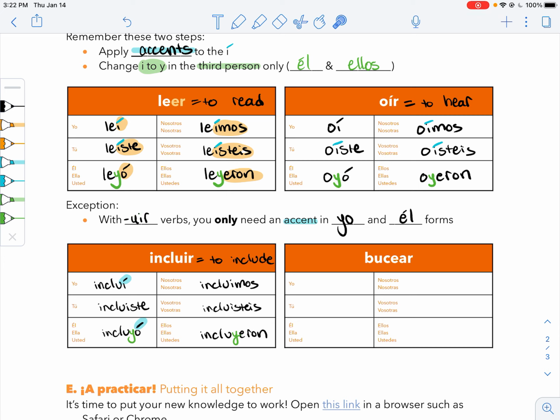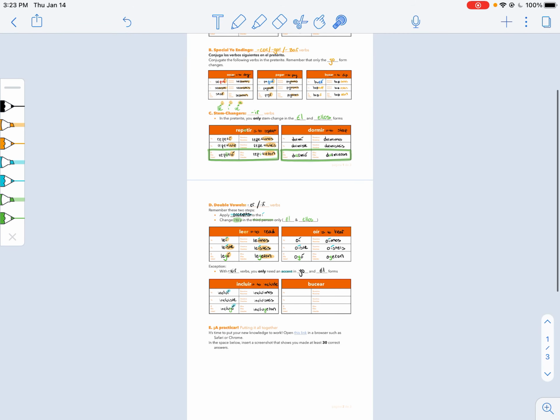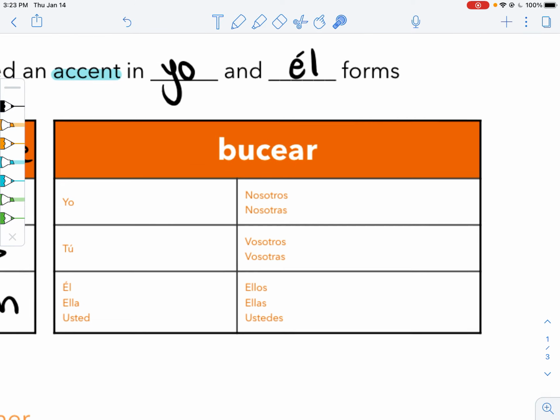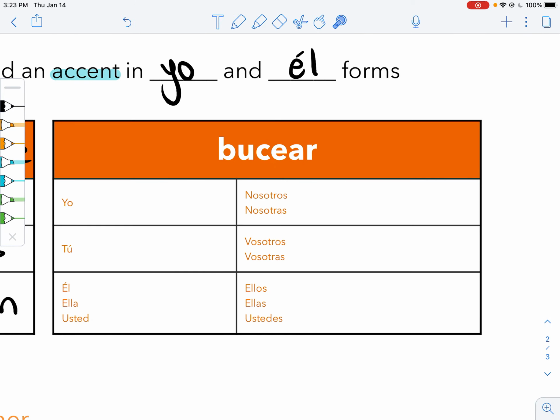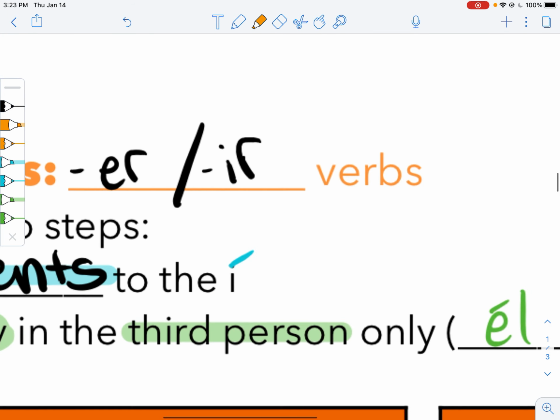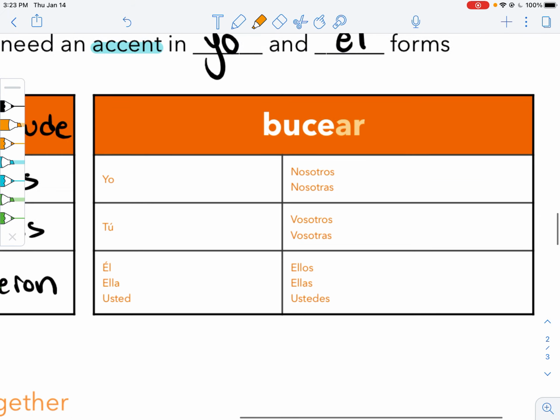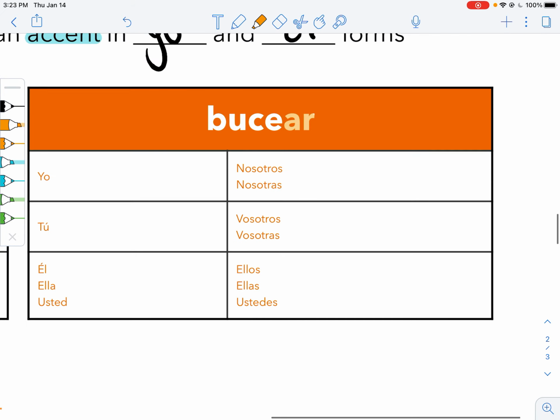Let's look at our last verb today. Bucear is a double vowel. Excellent. But check it out. Bucear. It's an AR verb. It's not an ER or IR verb. So this rule does not apply. We just conjugate bucear, which means to dive.